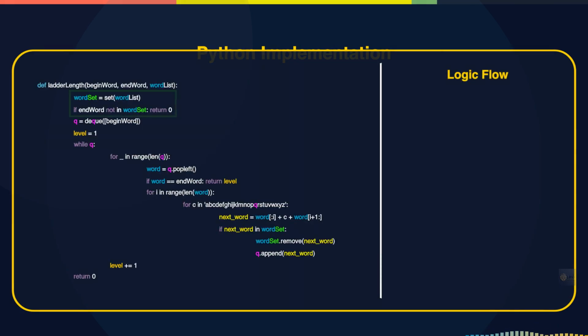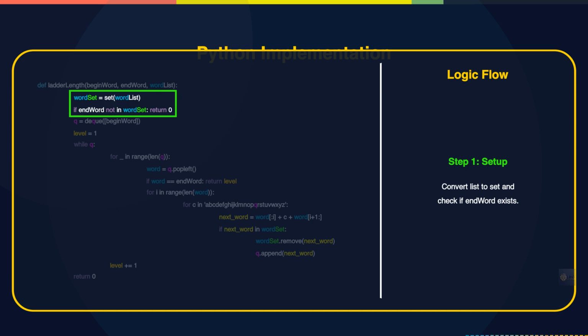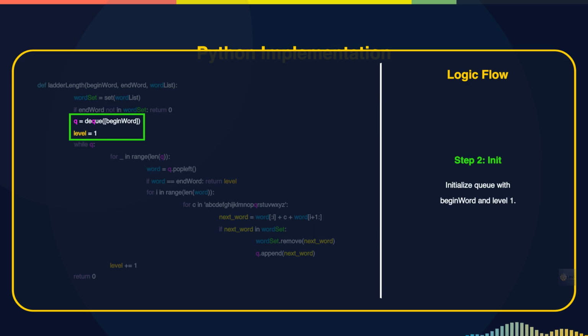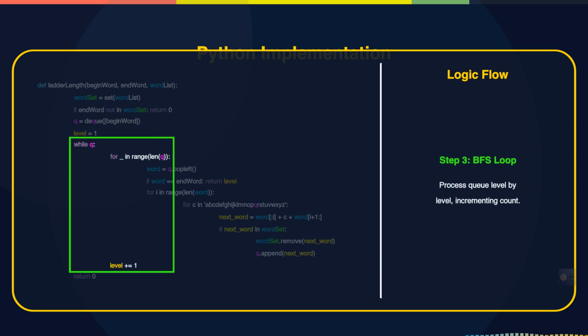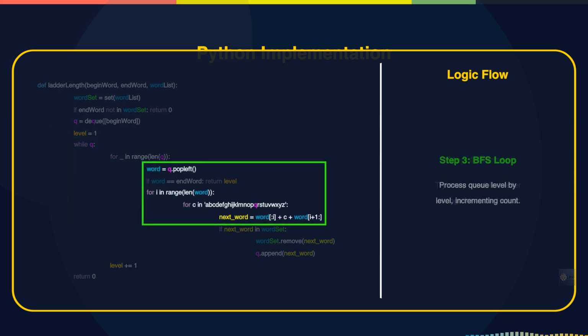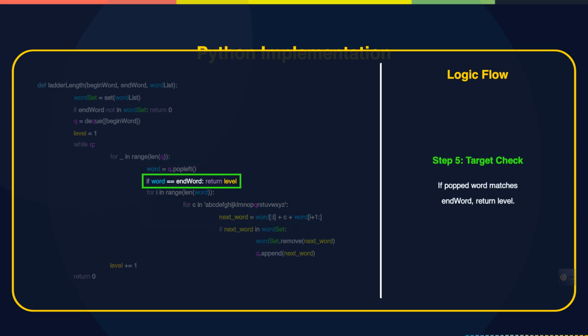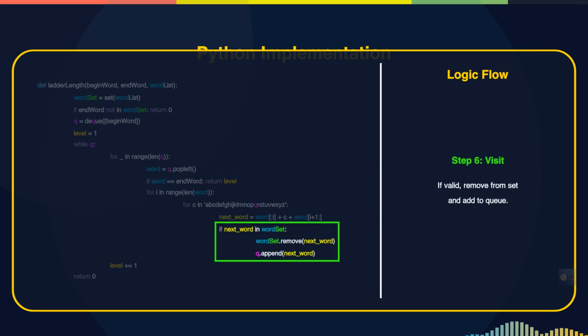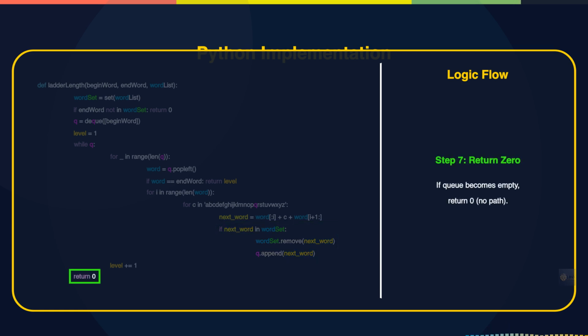Now, let us look at the Python implementation. We start by handling the edge case. If the end word is not in our list, it is impossible, so we return 0. We convert the list to a set, and initialize our queue with the begin word. We use a while loop to process the queue level by level. For each word, we iterate through every character position, and try replacing it with every letter from A to Z. If the new word matches our target, we return the current level plus 1. If it is in the set, we add it to the queue and remove it from the set. If the queue becomes empty and we have not hit the target, we return 0.